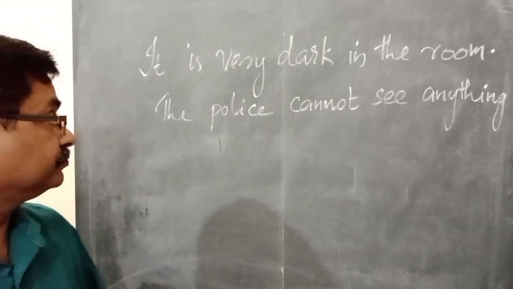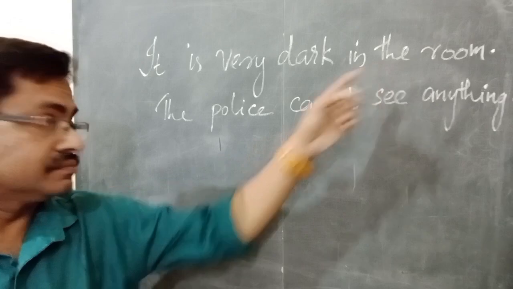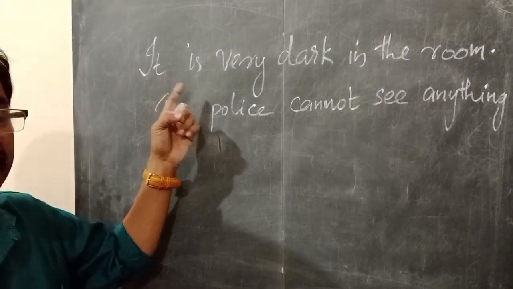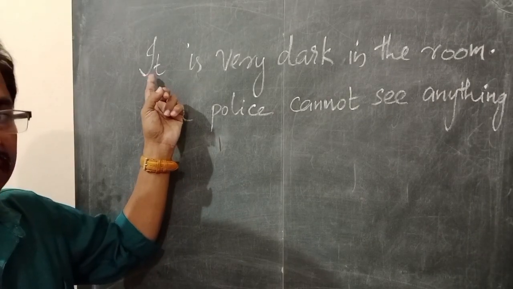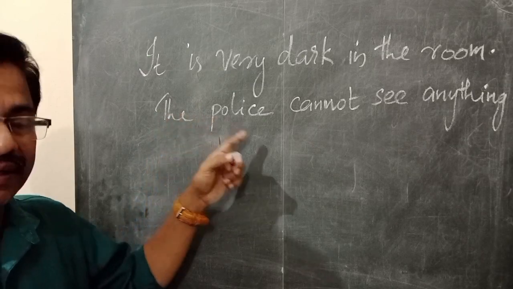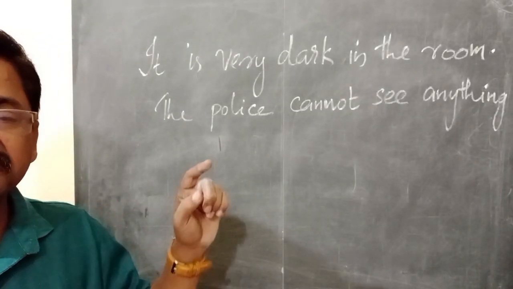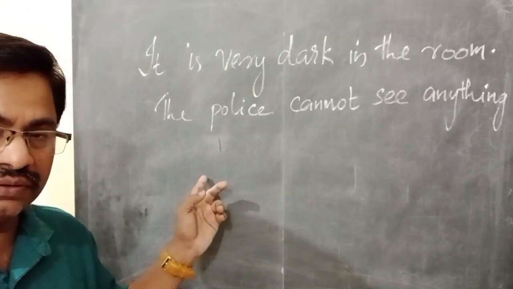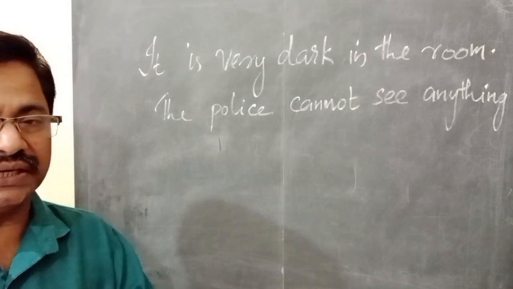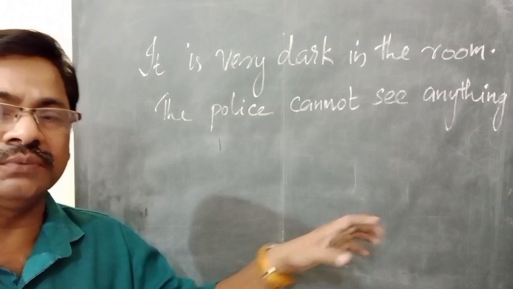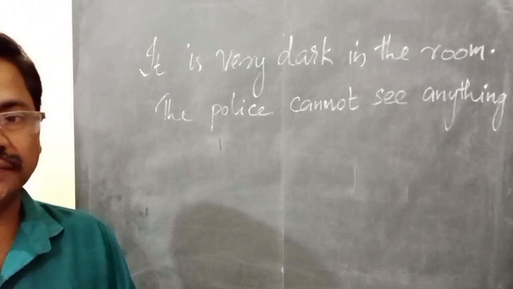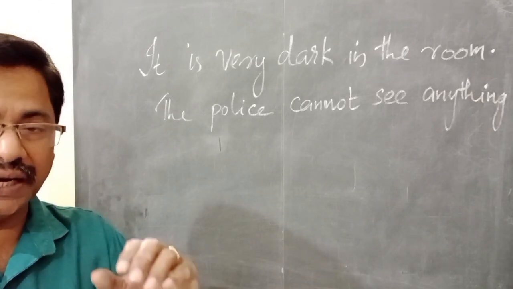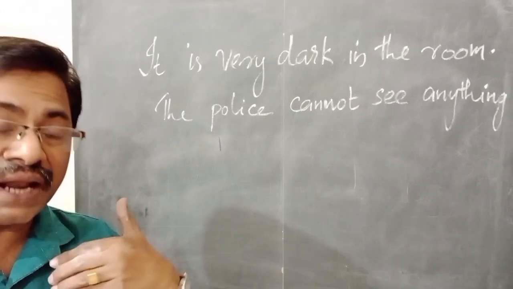Now another question. It is very dark in the room. The police cannot see anything. Here see, the subject is different. Here it is the subject, and here the police. Note that in the second sentence, the subject is not a pronoun but a noun. If a noun comes as the subject, for plus that noun should be used. For the policeman. If the subject is Babu, for Babu. If the subject is Anil, for Anil. So like that you have to write.